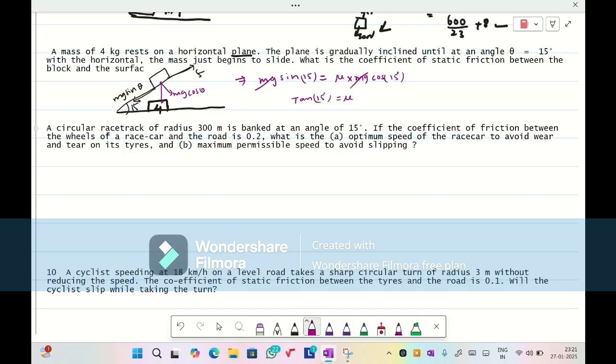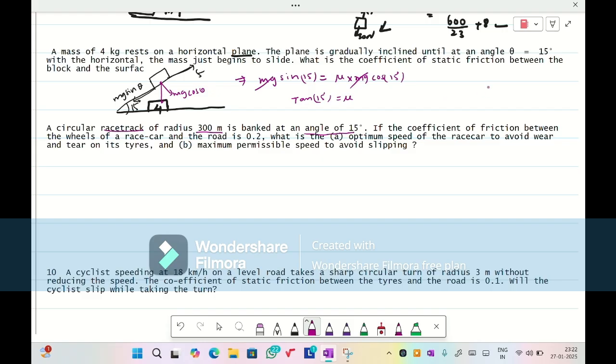Right, now a circular track. A circular race track of radius 300 meter is banked at an angle of 15 degrees. Only 15 degrees is given. Therefore, sin 15, cos 15 and tan 15 you must remember.